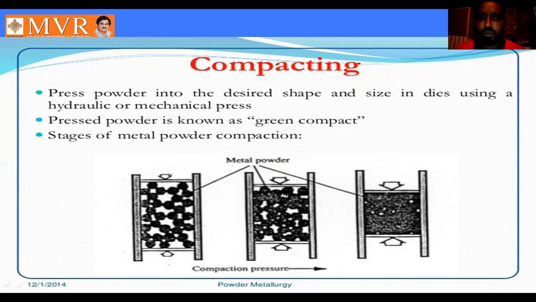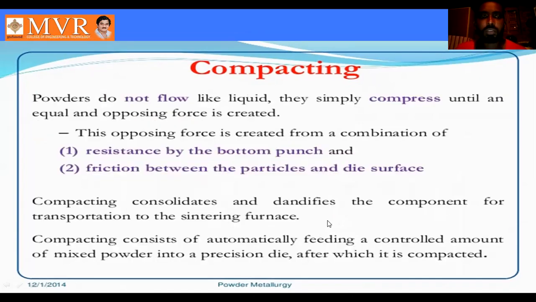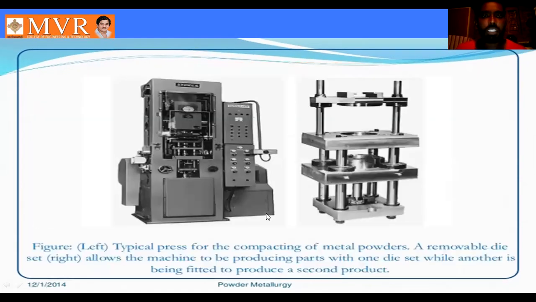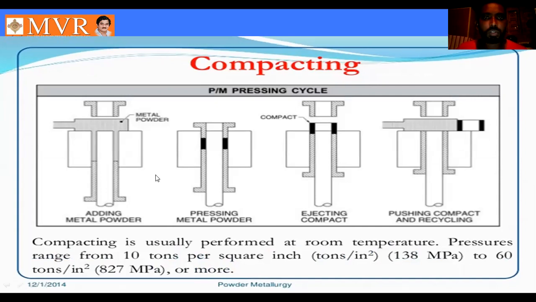Then we apply equal and opposite force step by step, after which it is compacted. This is the pressing cycle. Compacting is usually performed at room temperature. Room temperature is suitable for the compacting methods, and there is no need for any other temperature. Room temperature is comfortable for making an object.